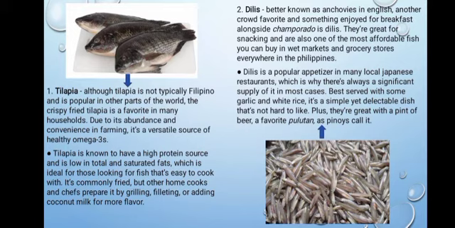The second is dilis, better known as kanang kuan siya kanang bulinaw kung sa Pilipino pa ni siya. It is also known kanang para sa ato is kanang appetizer. Yes, appetizer. They are great for snacks and also one of the most affordable fish you can buy in the markets or grocery stores everywhere in the Philippines. So, kung sa Pilipino pa ni siya, mo ni siya ang pulutan. Mo ni siya ang favorite pulutan.